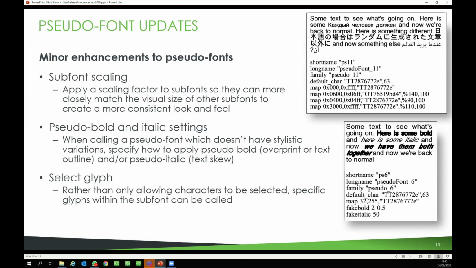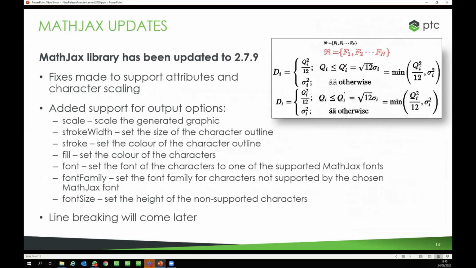And finally, in our pseudo fonts, you've always been able to map one character to another character, and now it's possible using a new pseudo font keyword called map glyph to be able to map a character to a specific glyph which is inside a font. So this is piggybacking on the work that we did for OpenType back in 12.0. So now you can pick out a specific glyph by number. So if you don't like the look of one of the characters and you want to replace it with another one, then you can do that specifically in your pseudo font.